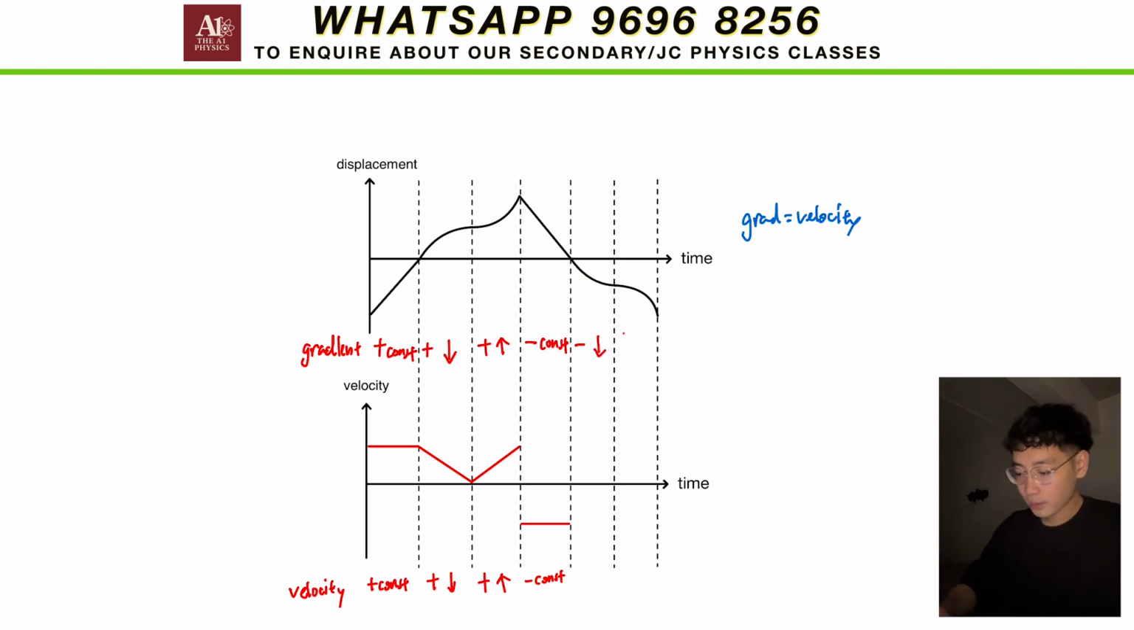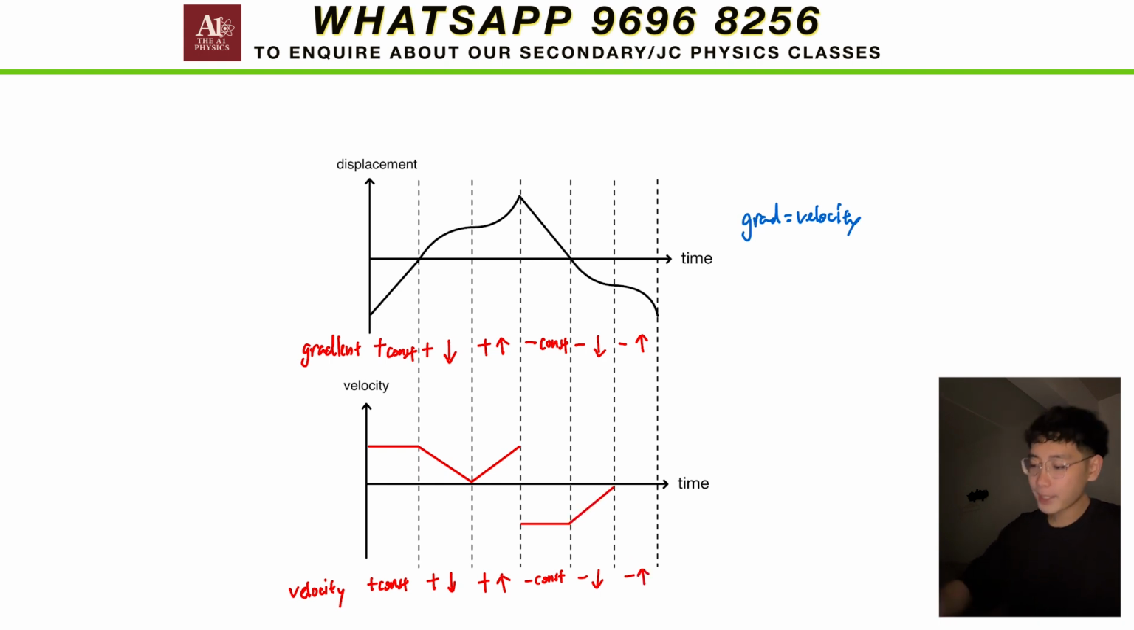Whereas over here, my slope is negative, but it's actually getting steeper and steeper. Right, it's becoming more negative. So over here is actually negative and increasing. So my velocity will be negative, decreasing, and negative, increasing. So that looks like this, negative, but getting smaller and smaller.